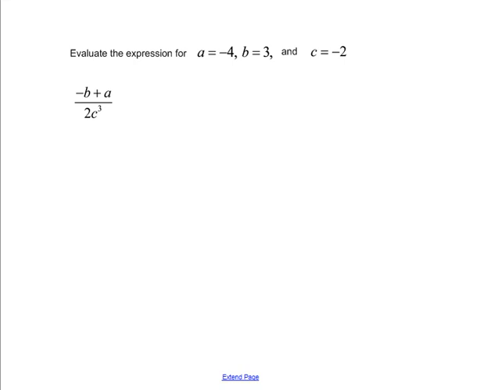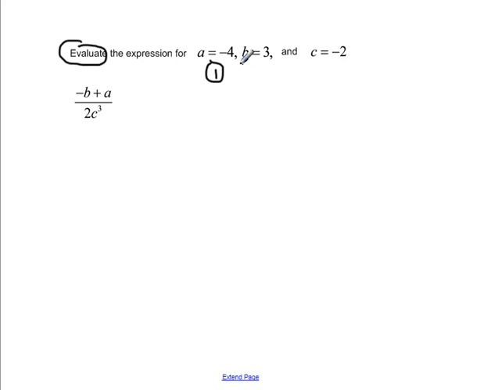Evaluate the expression for a equals -4, b equals 3, and c equals -2. And so here we've got a lot of things going on in this expression, so we want to be really careful when we do our substitute step before we start simplifying, just to be sure everything gets into the right place. So remember, when we evaluate involves two steps.